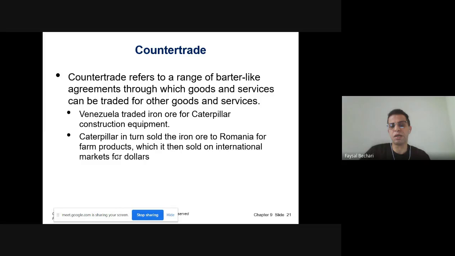Venezuela, for example, traded iron ore for Caterpillar construction equipment. Then Caterpillar took this iron ore and sold it to Romania for farm products, which were then sold on the international market for dollars. So you give a product or service, you take a product or service, and then you try to sell it somewhere else. And that's a huge business in the world market, by the way.